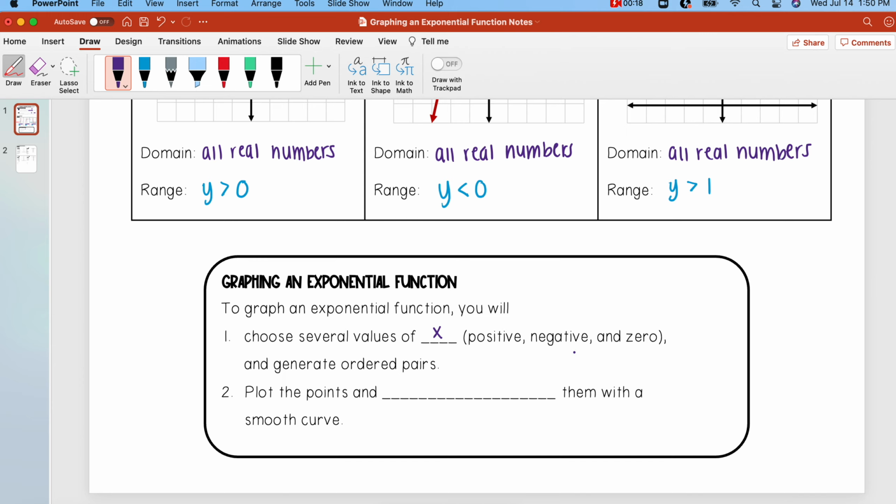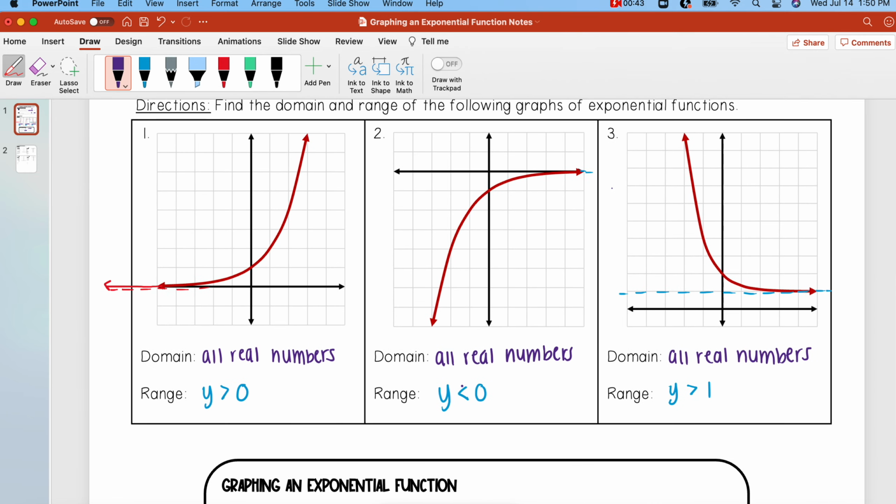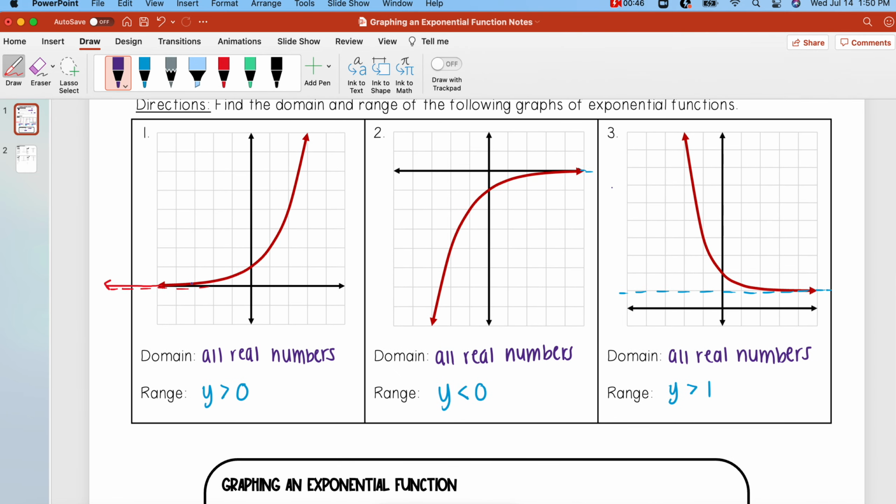To find the y value to complete the ordered pair, you're going to plug your value of x into your equation. For the values of x, I normally like to choose -2, -1, 0, 1, and 2, so I have some negative, some positive, and 0. Your second step is to plot the points and connect them with a smooth curve. Remember the shape of exponential functions: they usually follow along the x-axis, or whatever your asymptote is, and then increase or decrease very quickly.